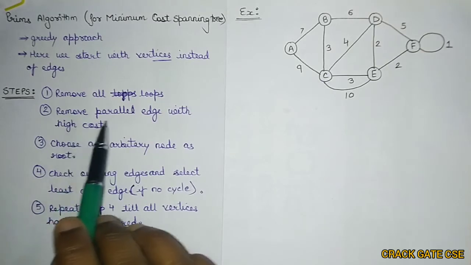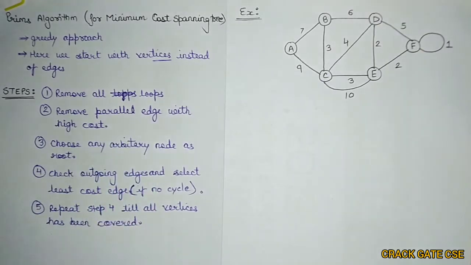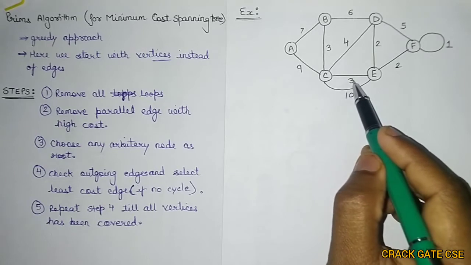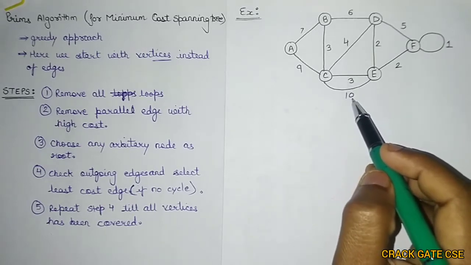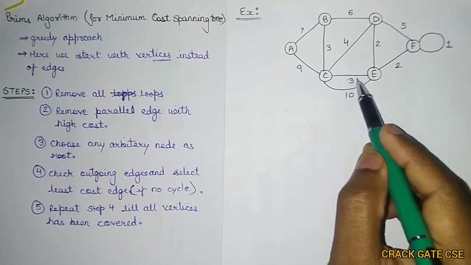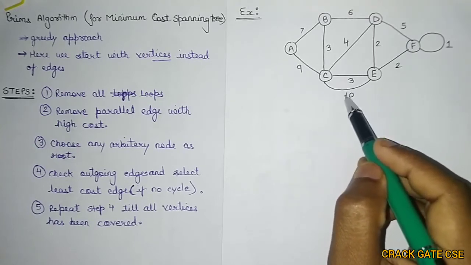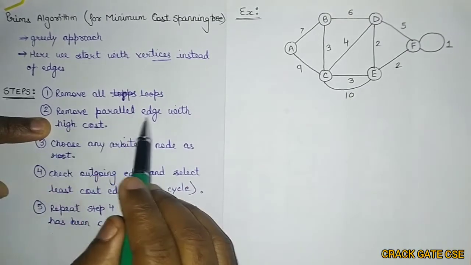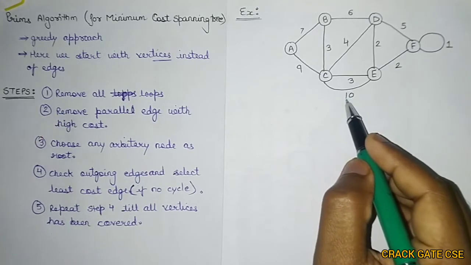Now the second step is to remove the parallel edge with high cost. Whenever we have a parallel edge in the graph, we have to remove the edge that has the highest weight, because whenever we have multiple edges, we always take the minimum cost edge to find the minimum spanning tree. Here you can see that from C to E I have 2 edges. One has weight 3 and another has weight 10. Out of these two we have to select 3. So we can remove the edge from C to E with 10. This is what I have written over here: remove parallel edge with high cost. This has high cost, so we have to remove it.